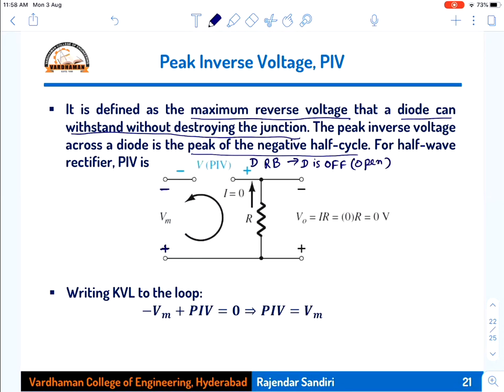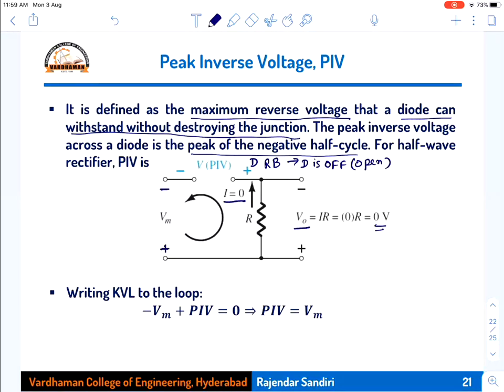When the diode is reverse biased, what will be the current? Current is 0. If the current is 0, what will be the output voltage? I into R, that is 0 voltage. So the output voltage across the load resistor R is 0. Current is 0. But the voltage at the input side in the negative cycle is minus plus Vm, and the voltage across the diode is minus plus V. I have written that. That is the peak inverse voltage, which we have to calculate.